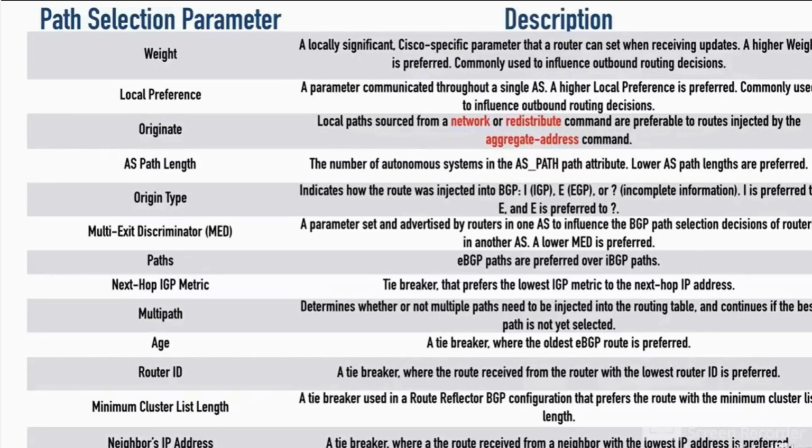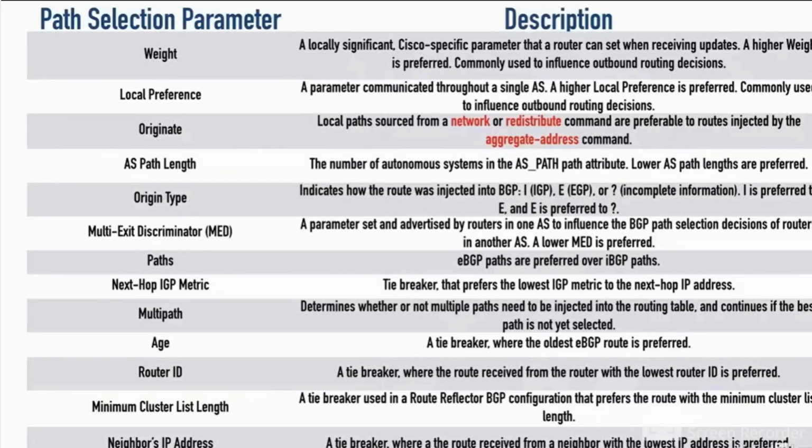Next is origin type. Was the route learned by BGP from an IGP, in other words, an interior gateway protocol like OSPF, or was it learned from an EGP, an exterior gateway protocol like BGP? Or do we have incomplete information? The origin type of I for IGP, that's preferred over an E for EGP, and that's preferred over the question mark for incomplete information.